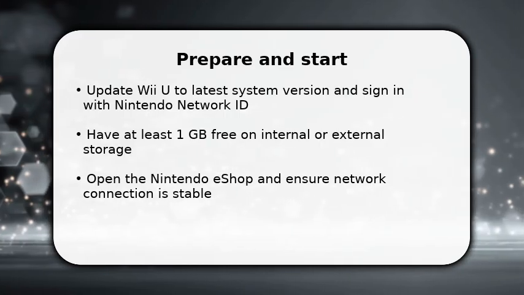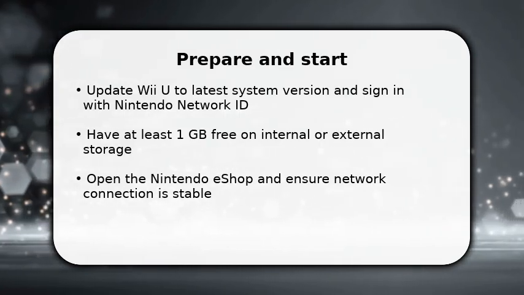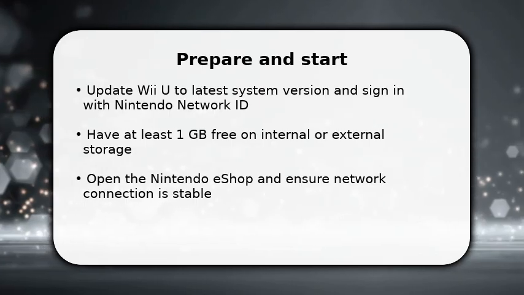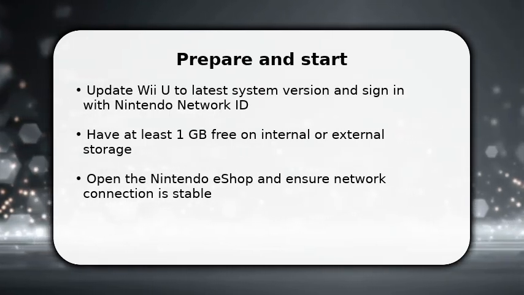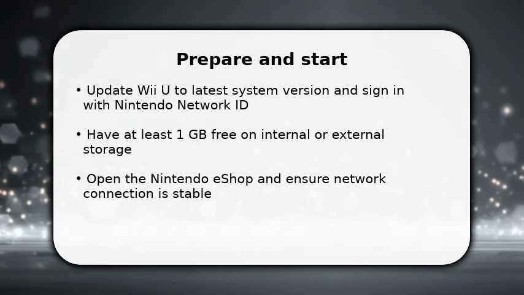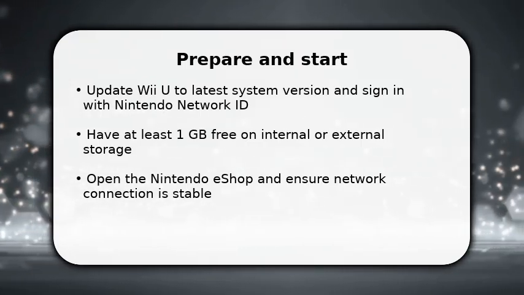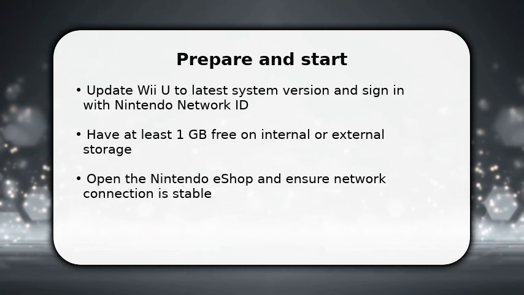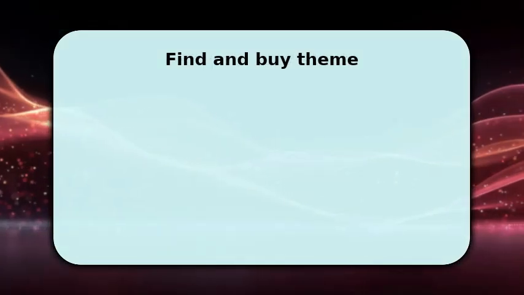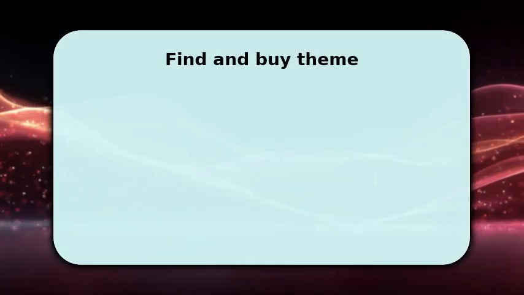Next, power on the console, connect to a stable Wi-Fi network, then launch the Nintendo eShop. This is the only official route to obtain and download themes, so begin browsing the available options now. Once in the eShop, search for themes or filter by background and home menu content to find what you want.